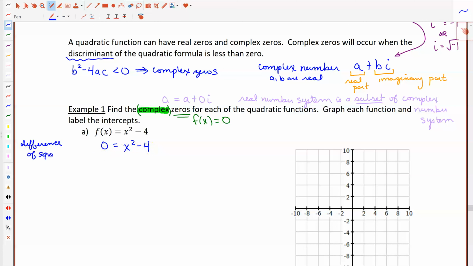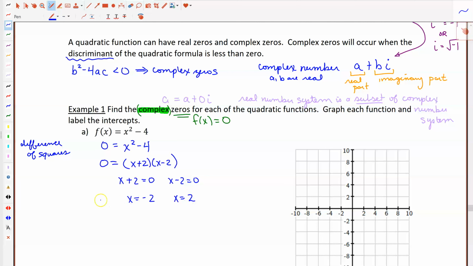Alright, so I'm just going to go ahead and use my factoring skills. So I get 0 is equal to (x + 2)(x - 2). Alright, so I set each one of those factors equal to 0 and then solve. If x + 2 is equal to 0, that means x is equal to negative 2. If x - 2 is equal to 0, that means x is equal to positive 2.